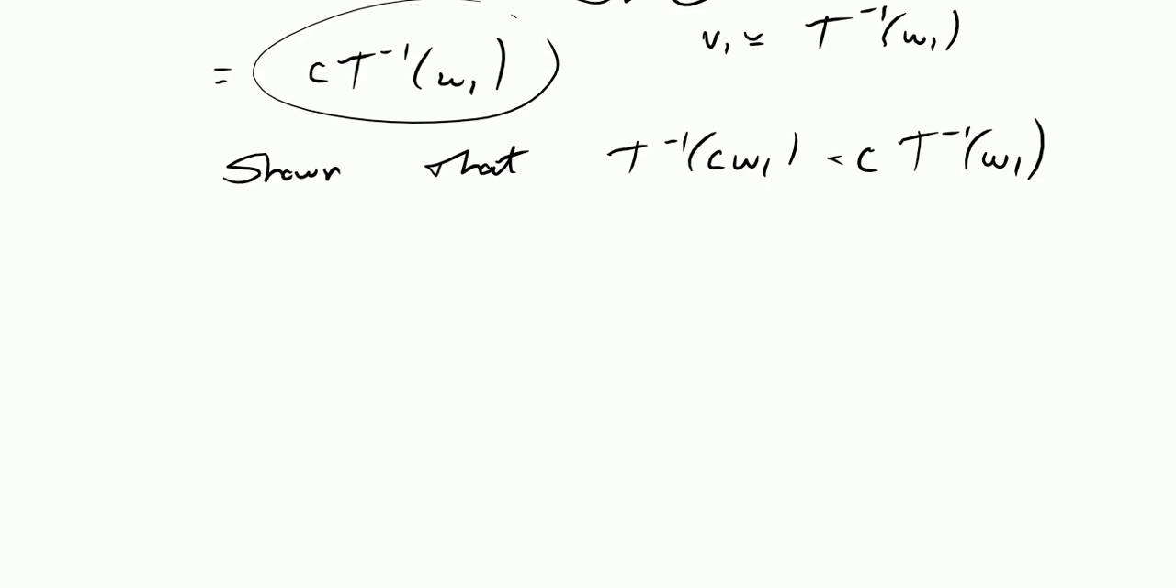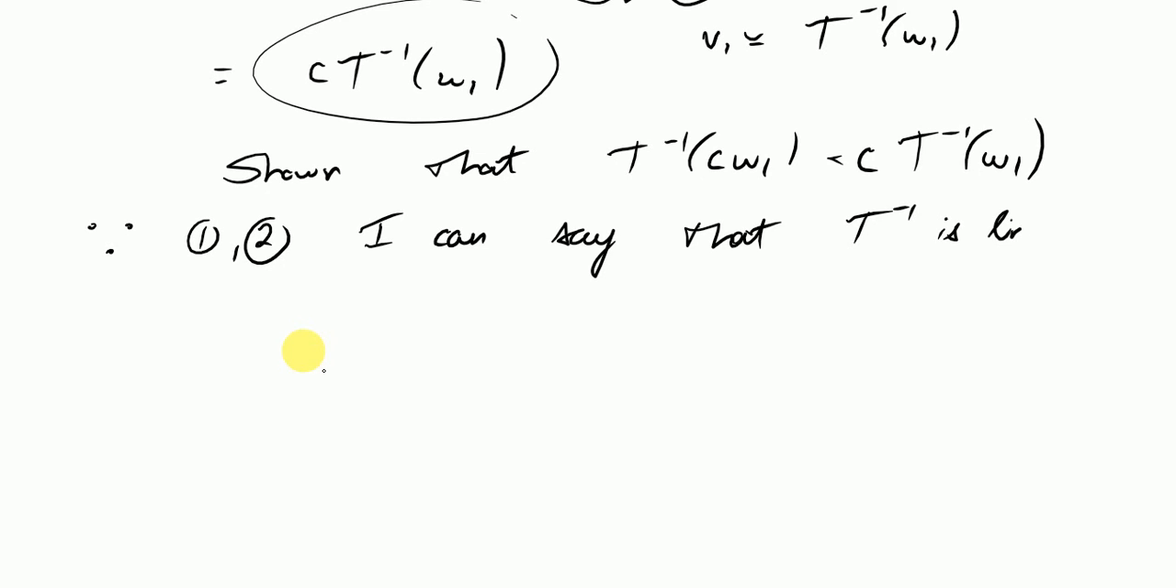So because I've shown 1 and 2, I can say that T inverse is linear. I showed, first of all, that if I take the inverse of a sum of two elements, then I'll get the sum of the inverses of those elements. And then if I take the inverse of the scalar multiple of an element, then I'll get the scalar multiplying the inverse. And that shows that T inverse is linear.